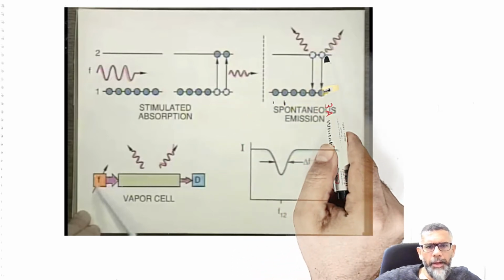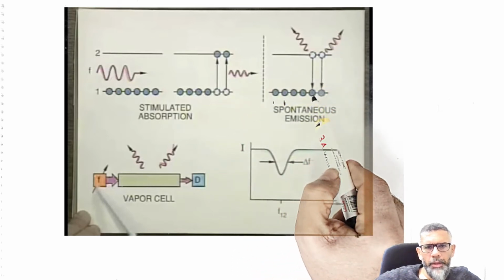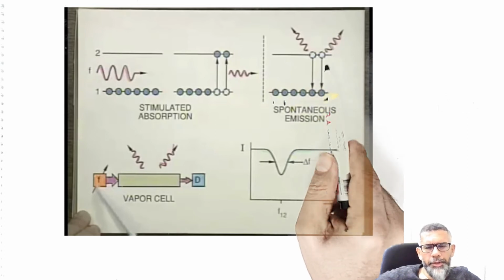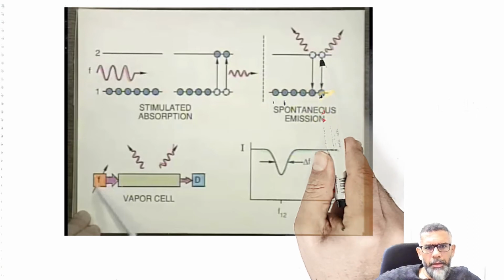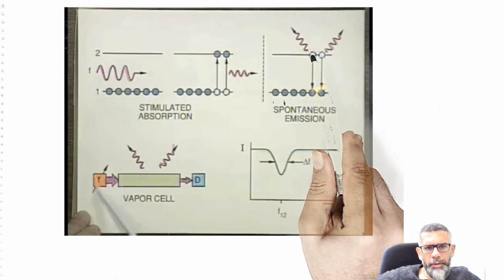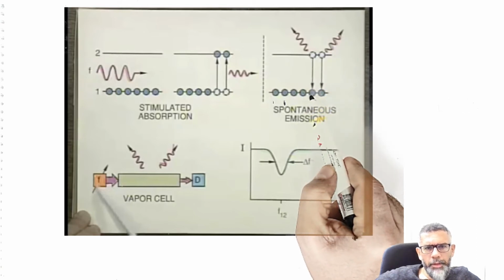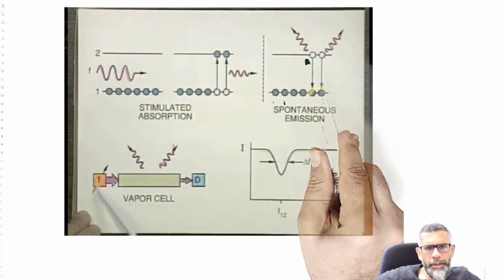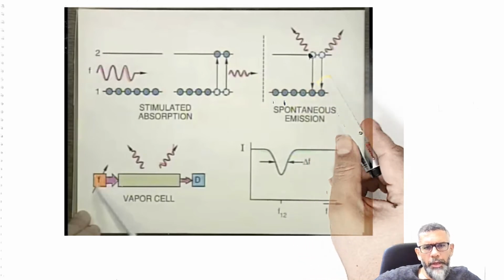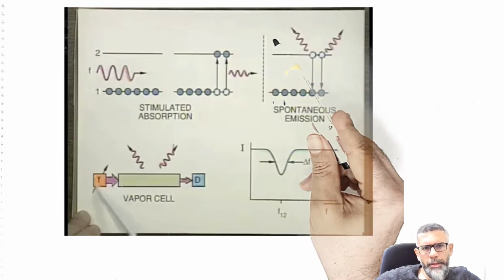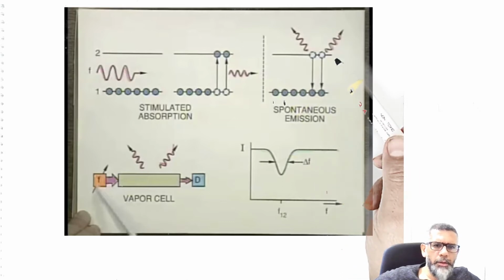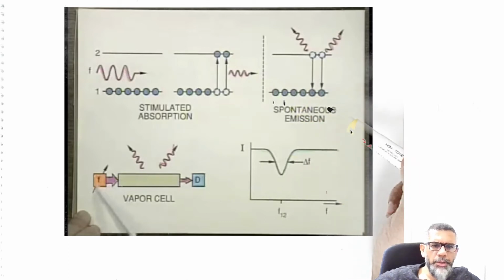What happens when they drop back to the ground state? Energy is lost now. Take this electron, it goes to the ground state, losing energy. But what happens to this loss of energy? It turns out to be photons. They are emitted as photons in some spontaneous direction. This process is called spontaneous emission.